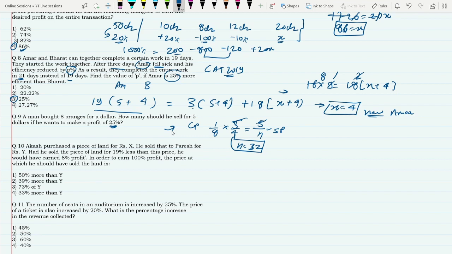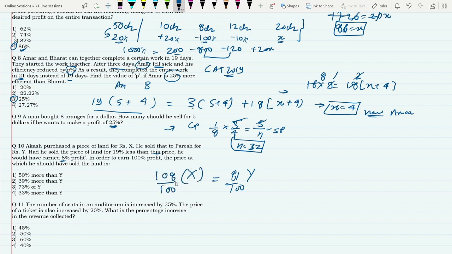Akash purchased a piece of land for rupees X. He sold that to Paresh for rupees Y. Had he sold the piece of land for 19% less than its price, he would have earned 8% profit. In order to earn 100% profit, the price at which he should sell the land is. Y rupees is selling price, X rupees is the cost price. When you sell it for 19% less, you are selling it for 81% of the price. If that happens, he earns 8% profit.